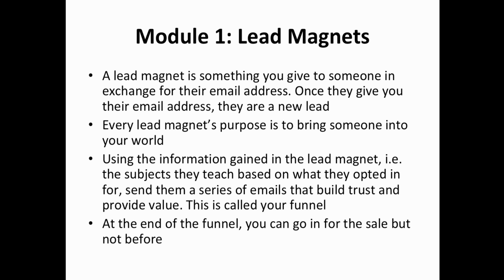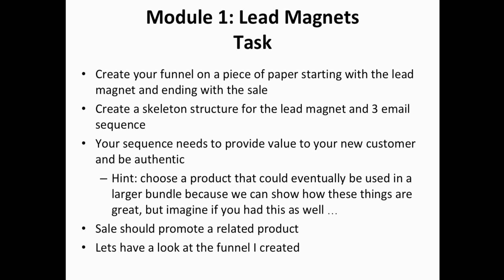Okay, so we're going to bring them into our world, we're going to use the information based on what they opted in for to tell us more about them, and then we're going to send them the correct series of emails inside our funnel. And at the end of the funnel, we're going to be able to go in for the sale, but not before. Okay, we've got to provide value. So here's what we're going to do. We're going to create your first funnel on a piece of paper, starting with the lead magnet, ending with the sale. And I'm going to show you an example I created for one of mine.